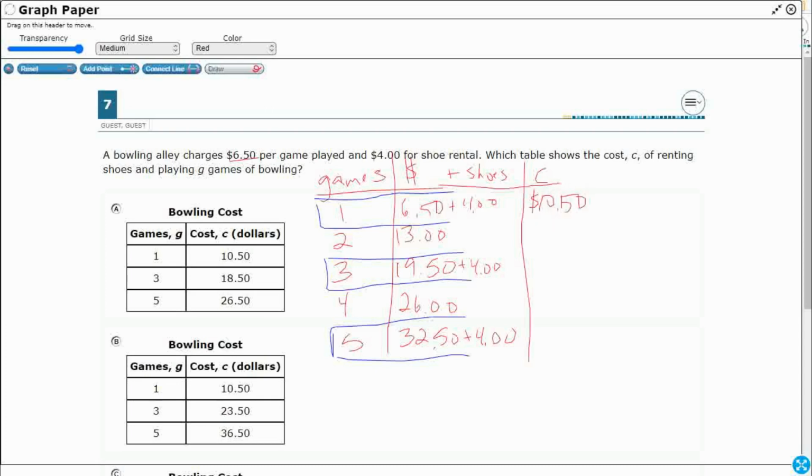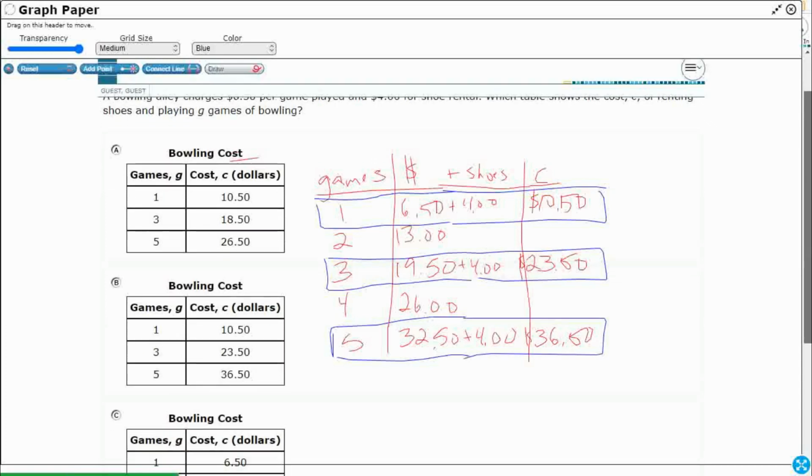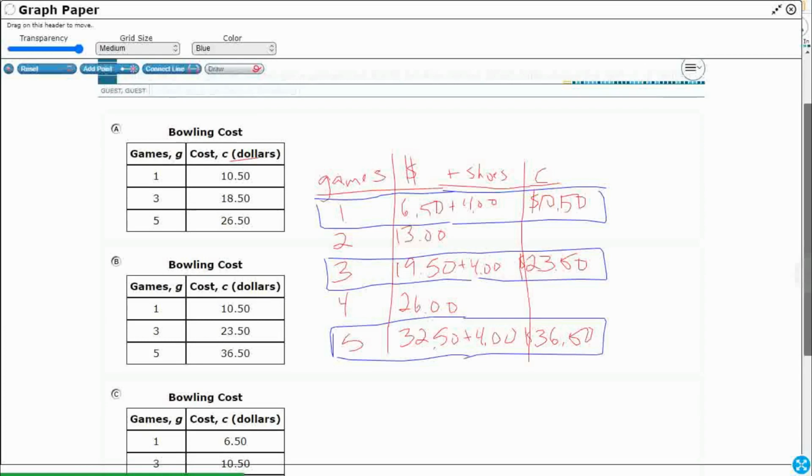I've got my $23.50, and then I've got my $36.50. All right, so those are my 3 costs, and I can just highlight those real quick. And as you see here, if you just work it out that way using the problem itself, you can see I've got my answer sitting right there at B.